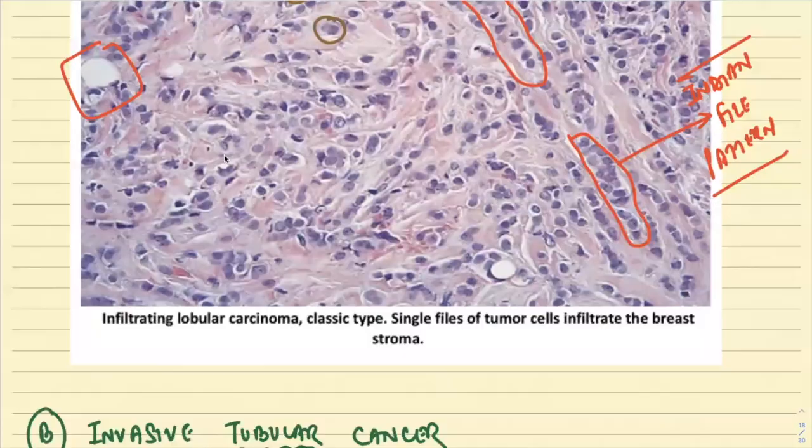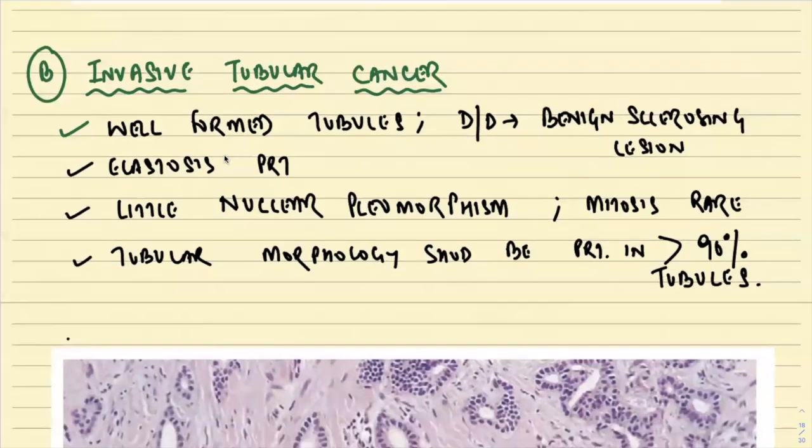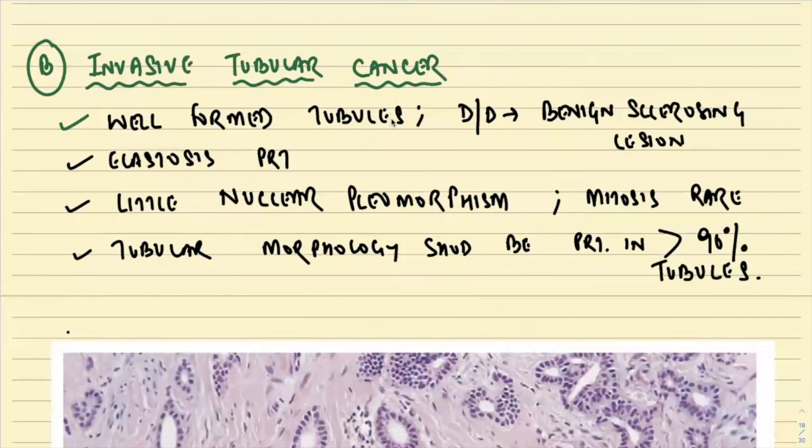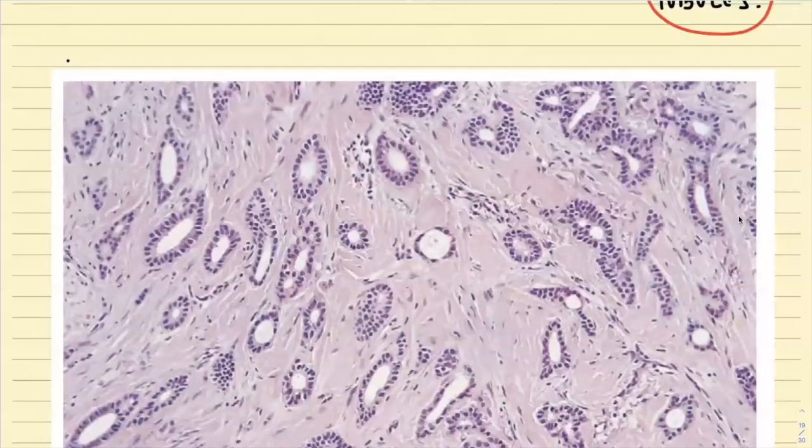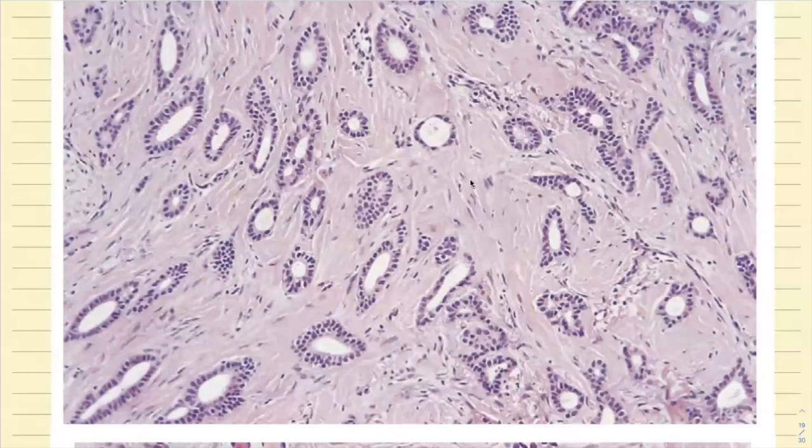Okay. Now, the second important special type is your invasive variety of tubular carcinoma, which, as the term is suggesting, they are having well-formed tubules. Okay, elastosis is present and little nuclear pleomorphism, whereas mitosis is very rare. Now, for the diagnosis of invasive tubular carcinoma, more than 90% should show tubules. Okay, so can you see? Can everyone appreciate? Yes, there are well-formed tubules.